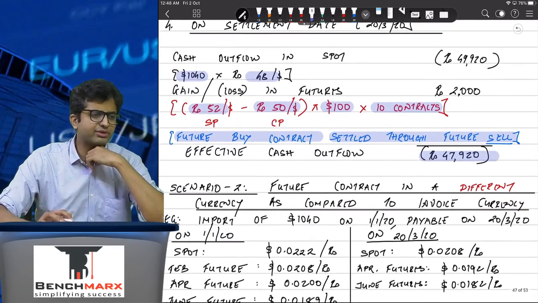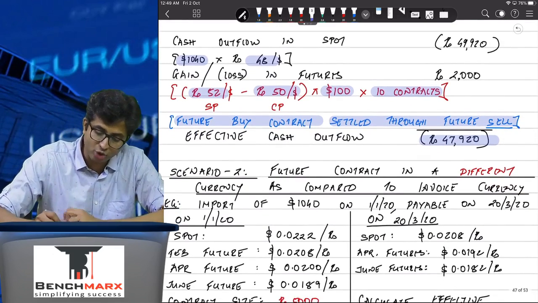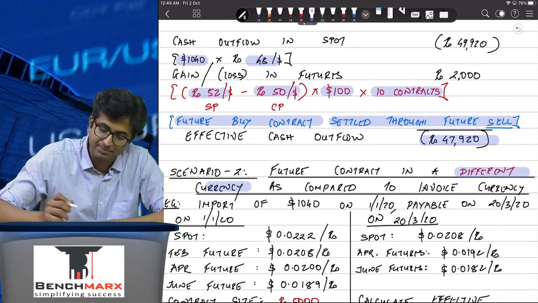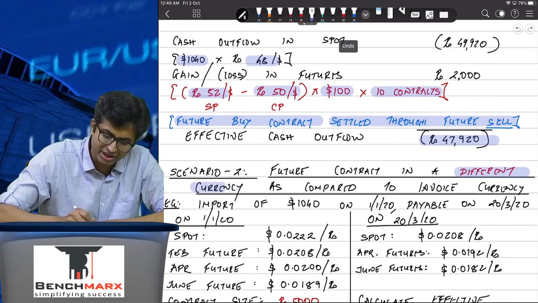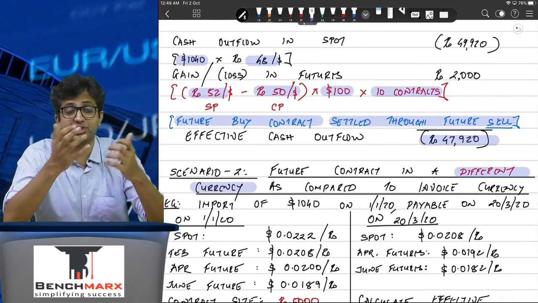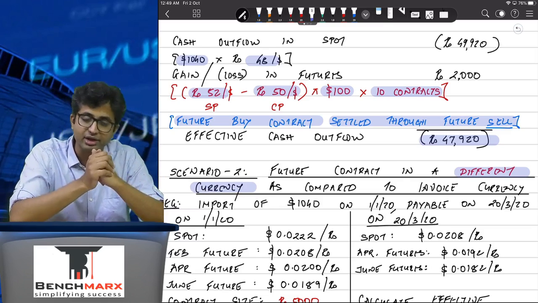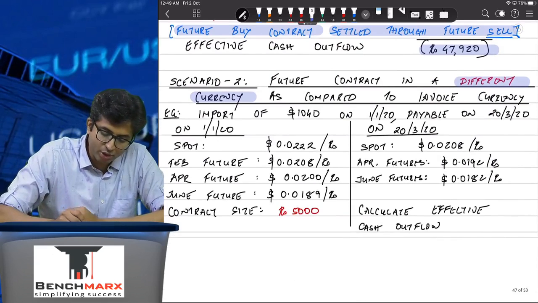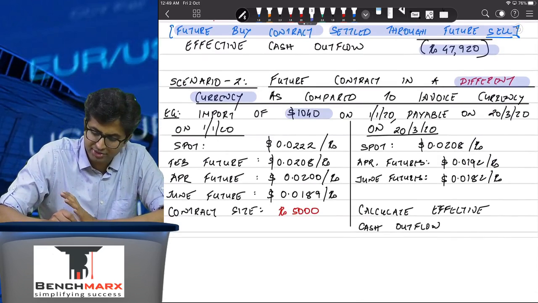The problematic scenario is scenario 2, where the futures contract, being a standardized contract, is in a different currency as compared to the invoice currency. So let us say your invoice is in dollars, whereas the futures contract is in rupees. Strange, yes, but it can come in the exam. The institute has many such problems. So over here, import of $1040, same case, on 1st of January, payable on 20th March.